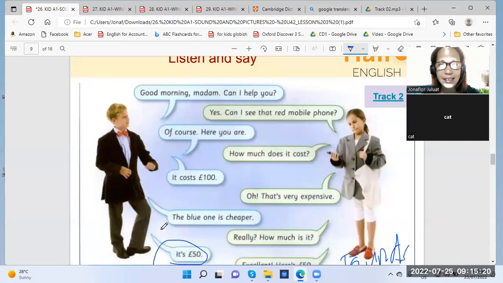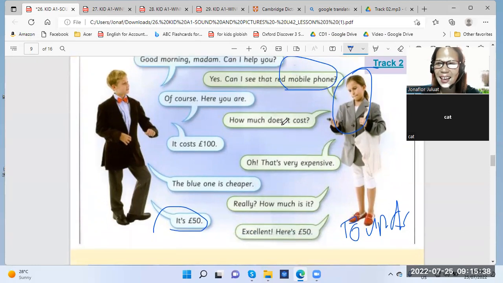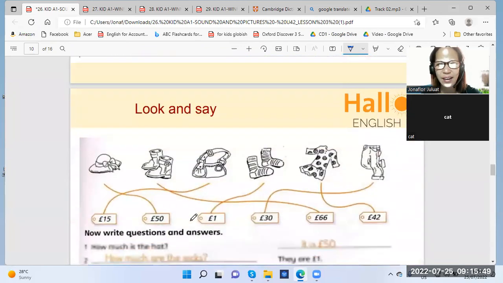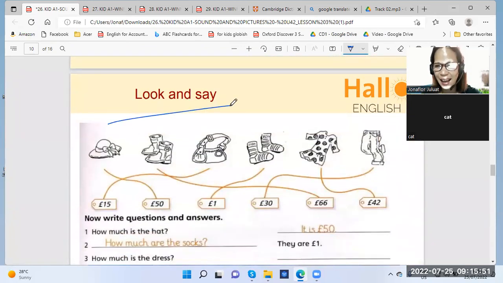Now, what can you say about this dialogue? The girl wanted to what? What did she want to buy? A red mobile phone. Yes. And this boy offered the cheaper one, right? Yes, it costs 50 pounds. Very good. Now look and say.